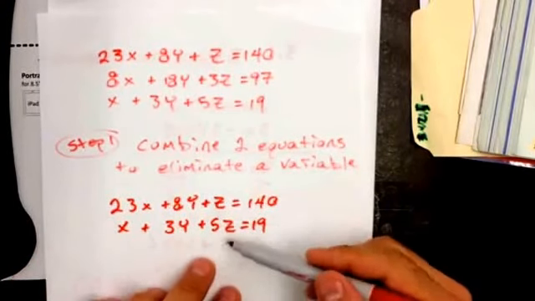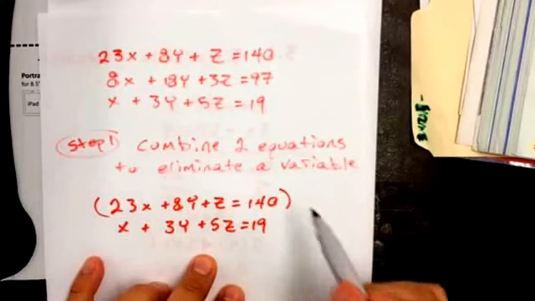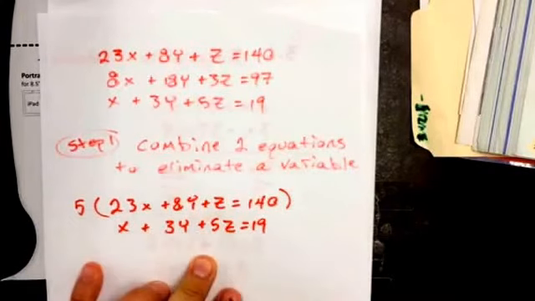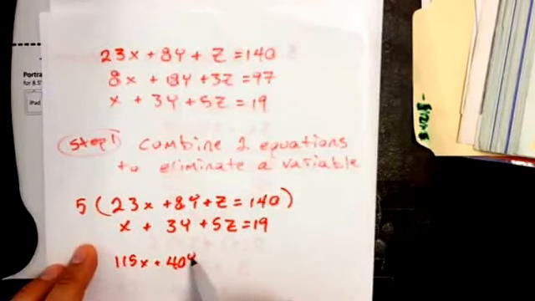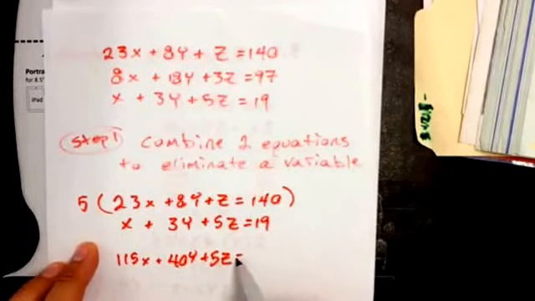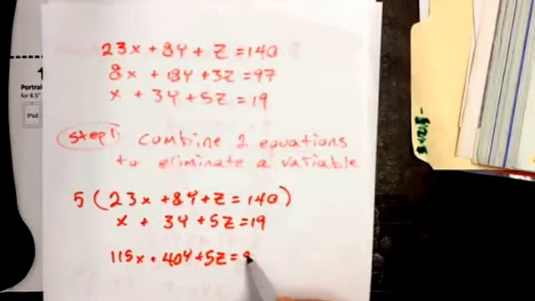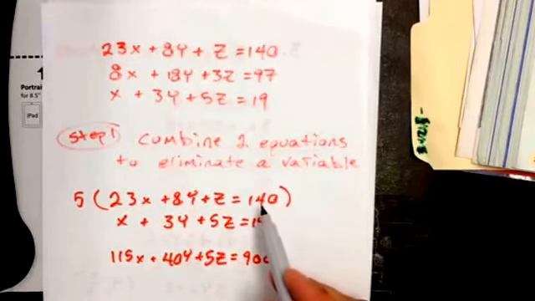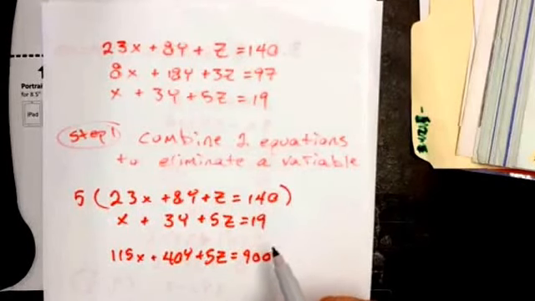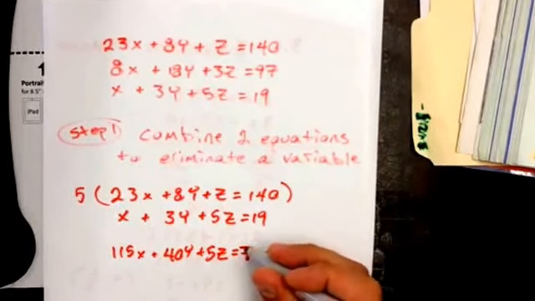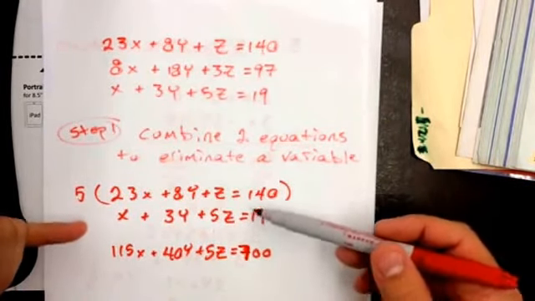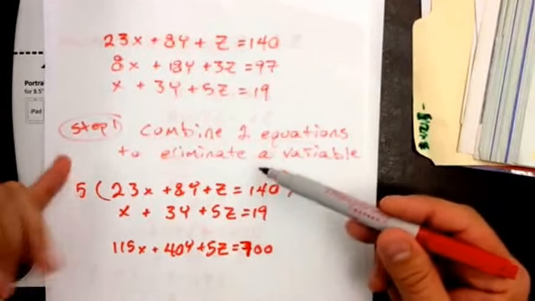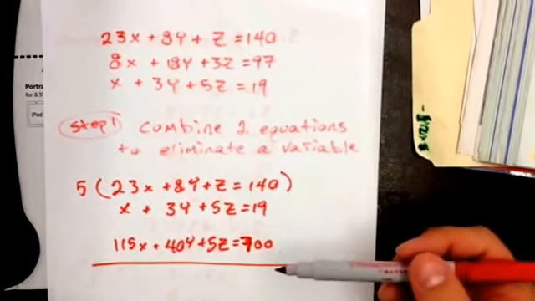In order to eliminate the z, they need to match, so I'm going to have to multiply this first equation by 5. So that's going to give me 115x plus 40y plus 5z equals 900. That can't be right. 4 is 200. 700, just kidding, 700. Okay, so now I'm going to combine these two right here. I'm going to subtract so that the z's cancel out. I'm going to subtract up just so that I have positive values.